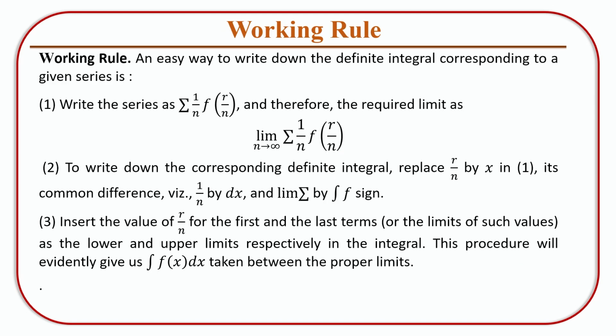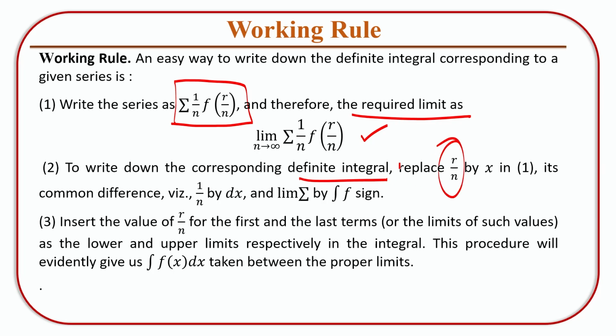So I am just putting down the working rule. Write the series as 1 by n into f of r by n, and the required limit is the limit as n tends to infinity of the sum of 1 by n f of r by n. To write down the corresponding definite integral, replace r by n by x and its common difference 1 by n by dx. So what will it become? The limit of the summation sign becomes the integration of f of x dx.